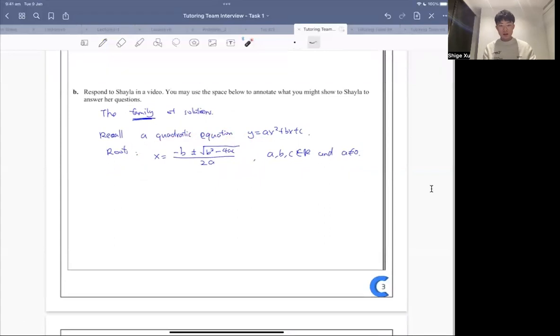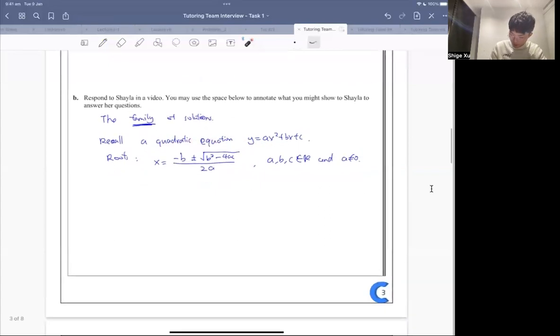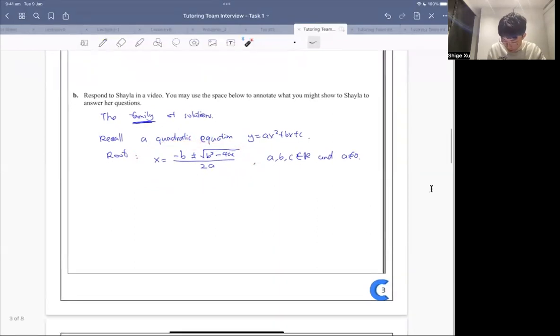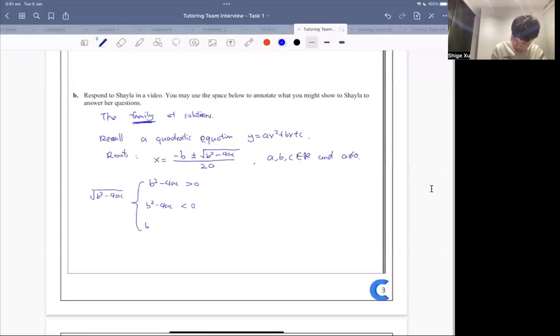Why does this make sense? You can see that in this equation, we have a square root sum. So we have the square root of b squared minus 4ac. Well, this has 3 possible cases: b squared minus 4ac being positive, b squared minus 4ac being negative, and b squared minus 4ac equal to 0.